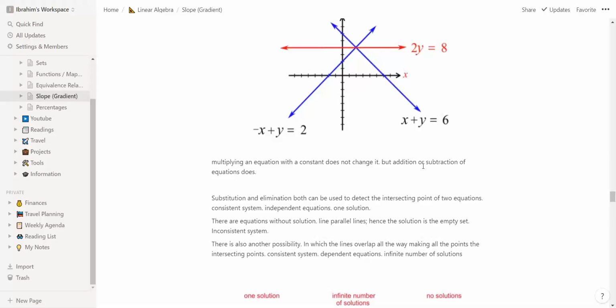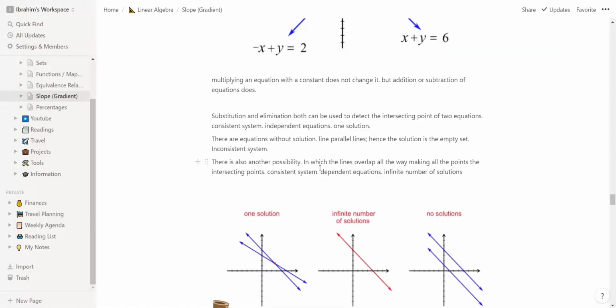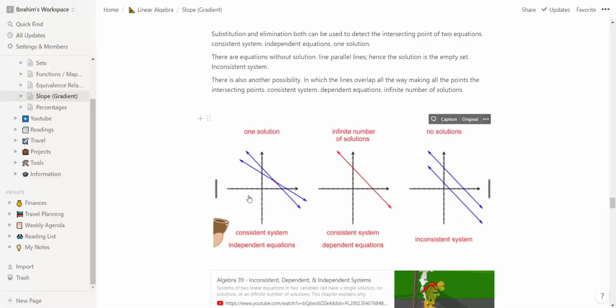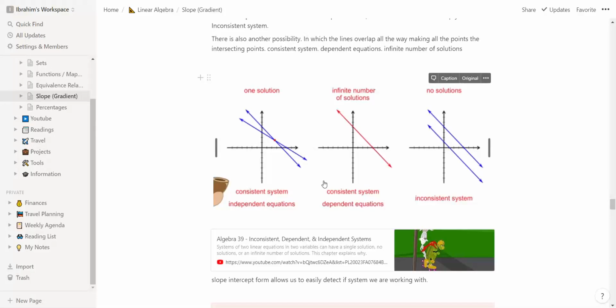So we have the subtraction and elimination, and then, as we've seen, there's substitution and elimination, and these are basically what I've been telling you. So there is one solution, we call it a consistent system, and no solution is an inconsistent system. An infinite number of solutions where the lines basically overlap, we call it consistent. It's also a consistent system with dependent equations.